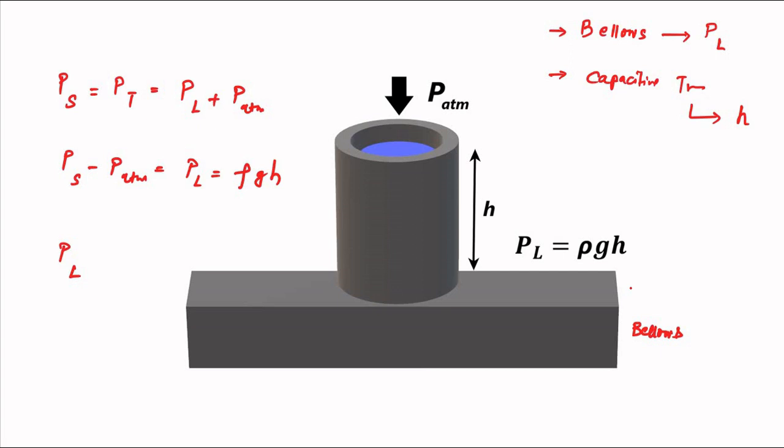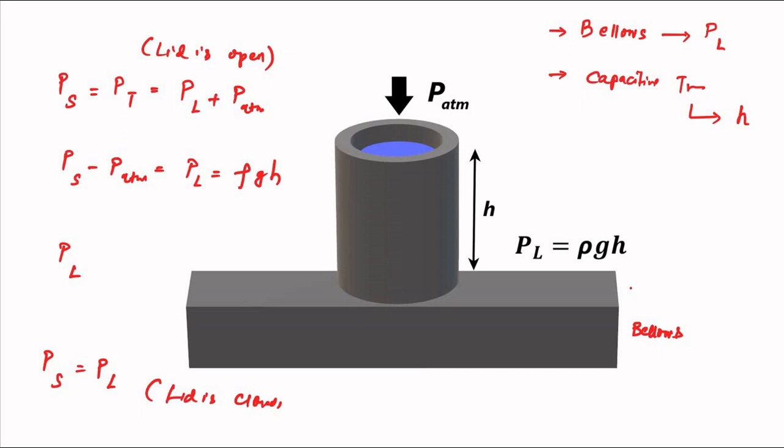Now if the lid is closed, the sensor only measures the liquid column pressure. If the lid is open, this is the thing. In most cases you will find that, well, it depends. In some cases the lid is open, in some cases the lid is closed. So depending on that, you have to make the adjustments, you have to make the calculations.